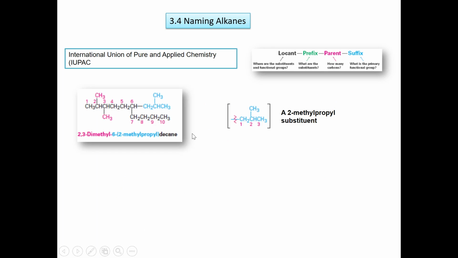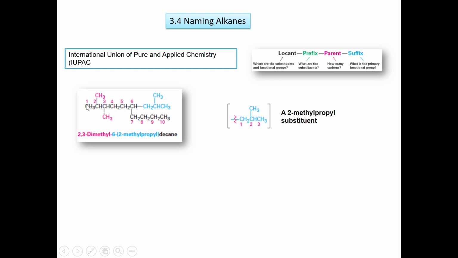For example, here, I first need to check the longer chain: 1, 2, 3, 4, 5, 6, 7, 8, 9, 10. This is the longer chain. You can test it, but it's the longer chain. Then I have a substituent on this carbon, a methyl, a methyl on this carbon, and on this carbon I have a methylpropyl. Or I can say isopropyl. It depends on how good you are in nomenclature, but both are correct. Then I can start numbering from this carbon, or I can start numbering from this carbon.